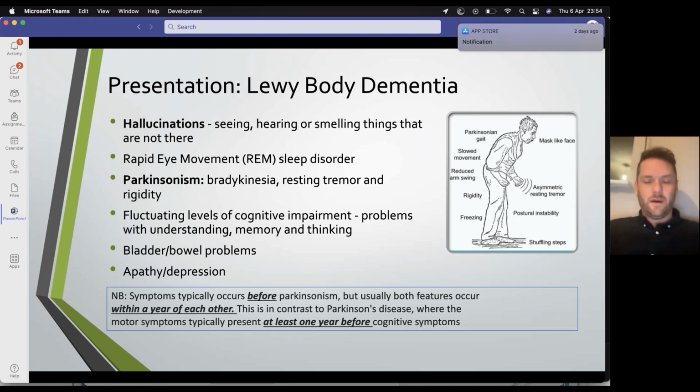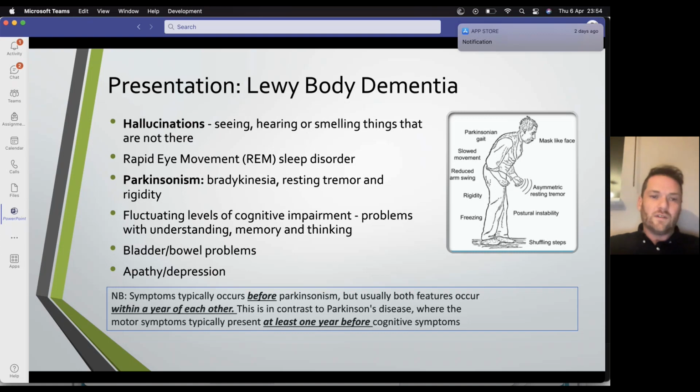Okay, so it's not that they're impossible in the other forms of dementia, but the key thing here, and I'm going to skip all the way to the bottom, you can see when I put the NB, symptoms typically occur before Parkinsonism. So if you read a vignette and someone has started seeing things that aren't quite there, for example, I just did a past med question today that came up randomly, where a woman was having some cognitive problems, and she started to talk about her gardener, and her grandchildren realized that she doesn't have a gardener. She's also started showing some problems with her movement.